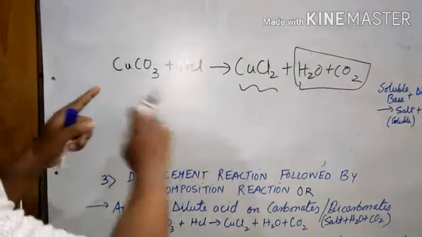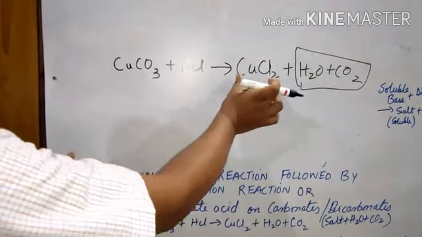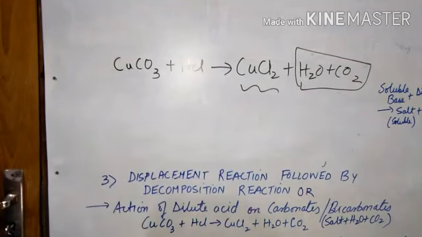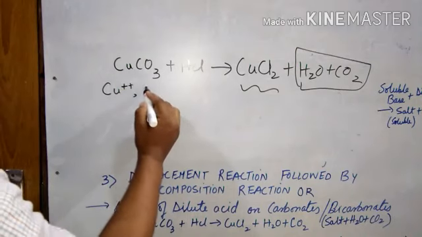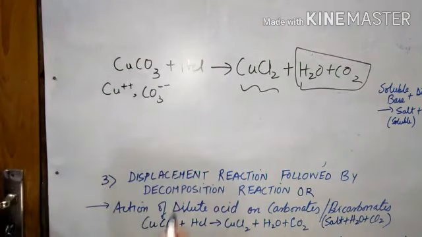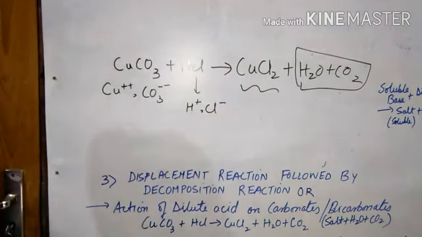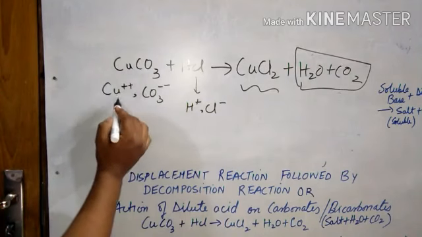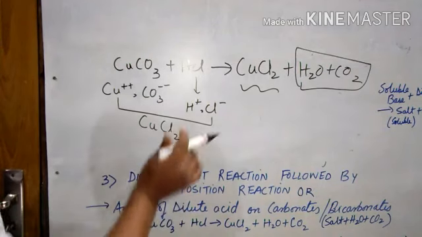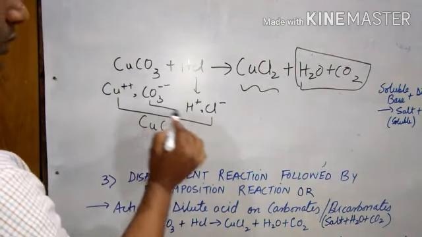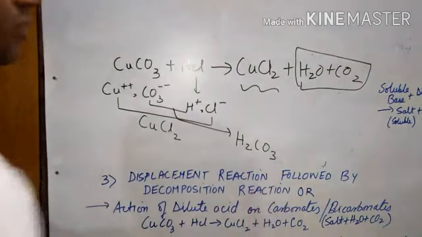CuCO3. There is a displacement. The salt and ion, you will break it and you see there is a displacement reaction. How? Cu++ and CO3--, then here we have H+ and Cl-. So what is happening? This Cu++ and Cl- combine as per their valency, CuCl2, and this H and CO3 combine as per their valency, H2CO3.